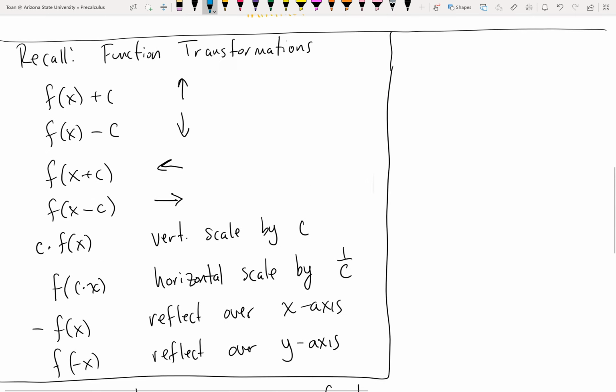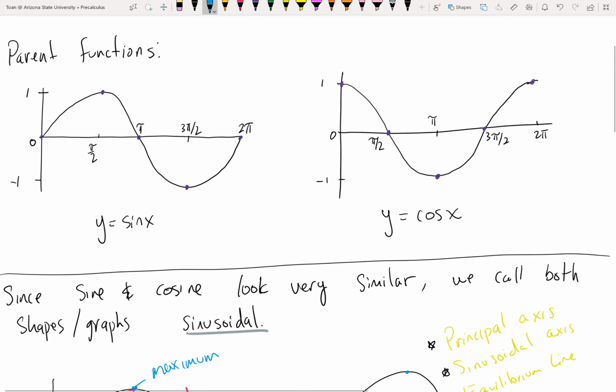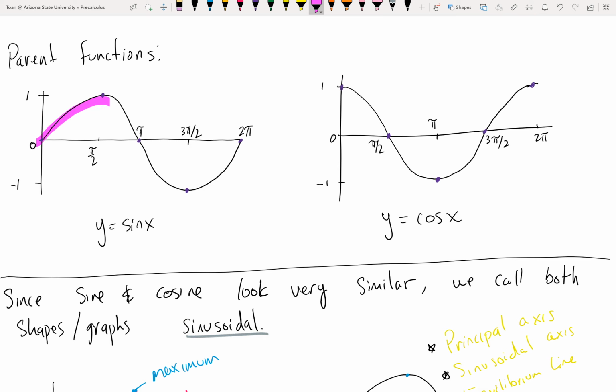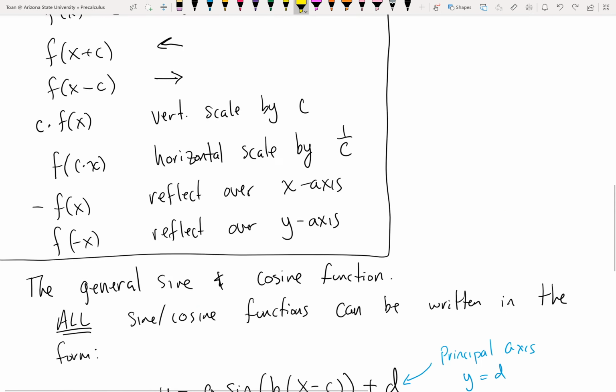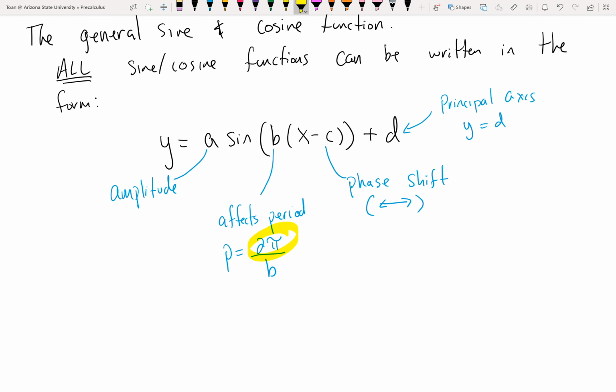Well, we saw before in the parent function, it takes exactly 2 pi radians for a complete picture. So here's the complete picture for the sine function. It took 2 pi radians. Here's the complete picture for the cosine function. It took 2 pi radians. So that's why the new period is always based upon 2 pi. And then, of course, you'll just scale it by whatever that b value is.